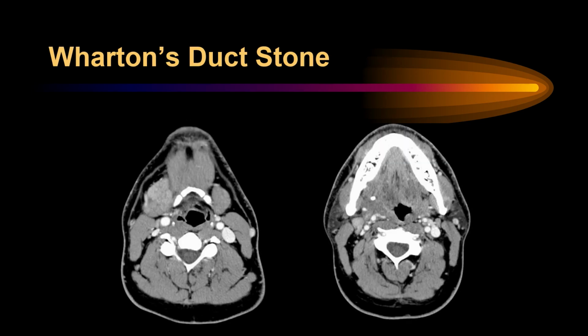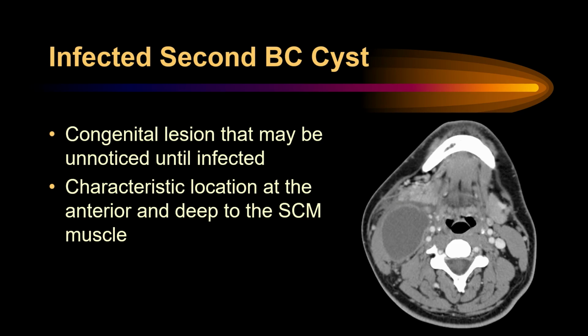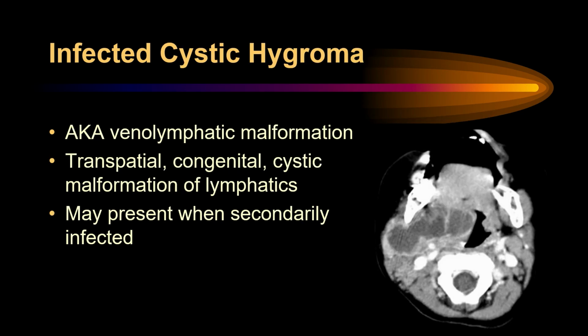You can have stones. They're fairly common, but oftentimes they migrate out of the submandibular gland and get stuck in Wharton's duct. Here we are. Here is a big cystic collection that is infected. This is a congenital lesion. This is a branchial cleft cyst that became secondarily infected. And you can notice it by its location. These, because they're congenital lesions, are always anterior and deep to the sternocleidomastoid muscle.